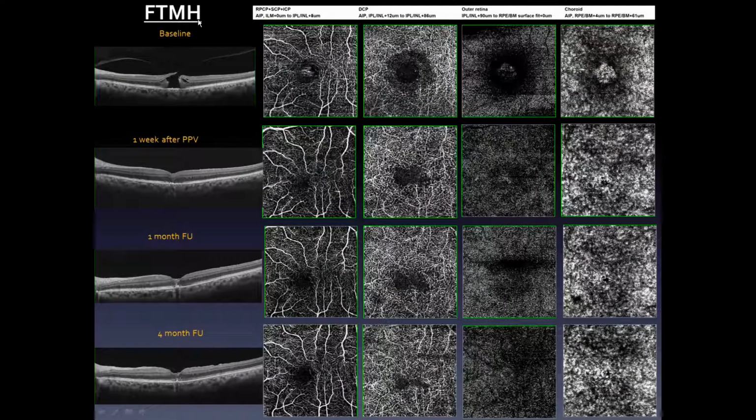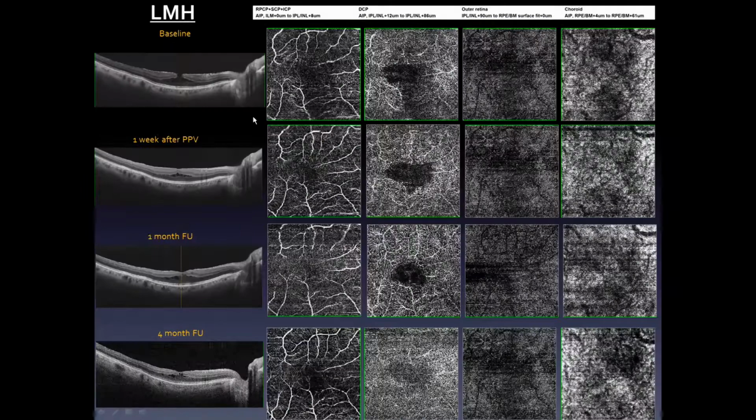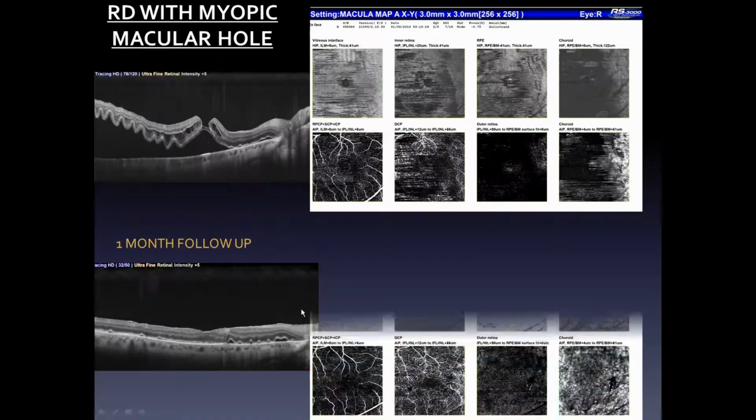This is the full thickness macular hole, 1 week after partial vitrectomy. You see the absence of the peak of the signal before the surgery. You see the complete restoration after 4 months of follow-up. You see also the area of the cystic space around the macular hole. You see the restoration of the normal aspect 4 months after the surgery. And the same for the lamellar macular hole. See, this area is disappearing during the period of follow-up.